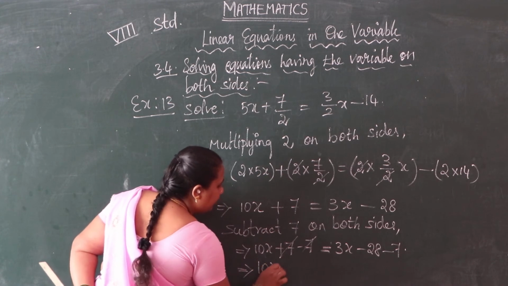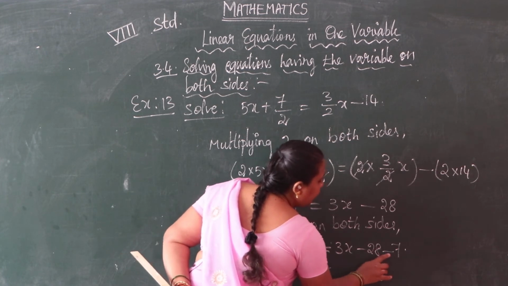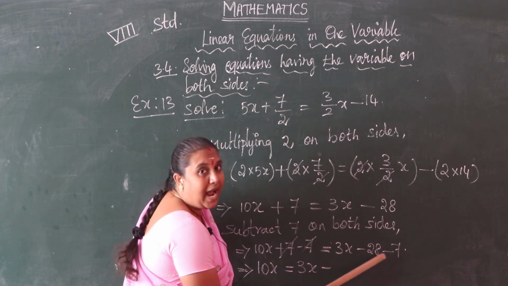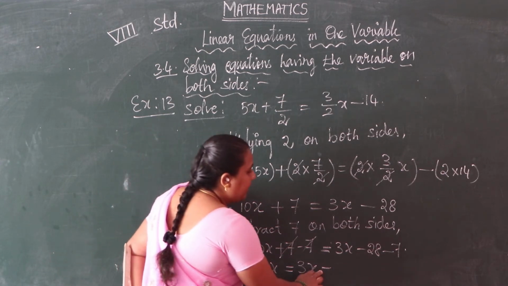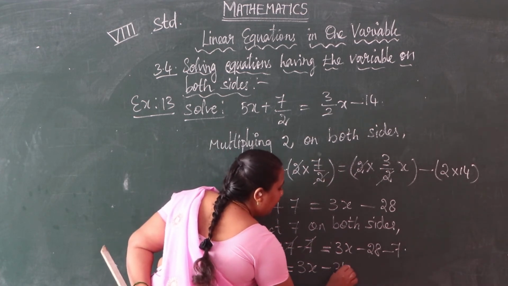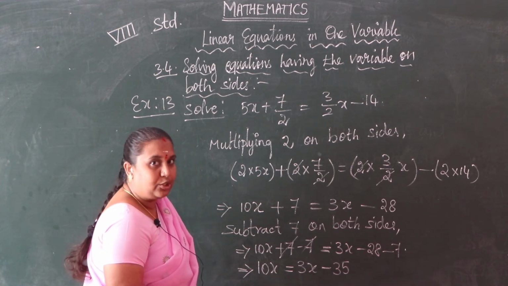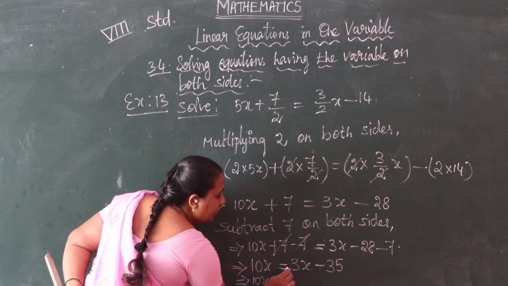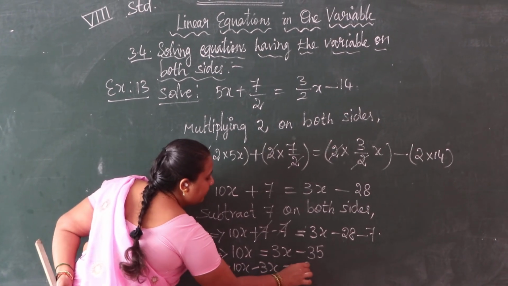So 10x equals 3x minus, see both the sides are minus. Minus and minus, we want to add these two numbers and put the same sign. So minus 28 plus 7, 28 plus 7, 35. Yes, 35. Now we are transposing this 3x to LHS. Transposing means 10x minus 3x; plus 3x comes this side as minus 3x, equals minus 35.